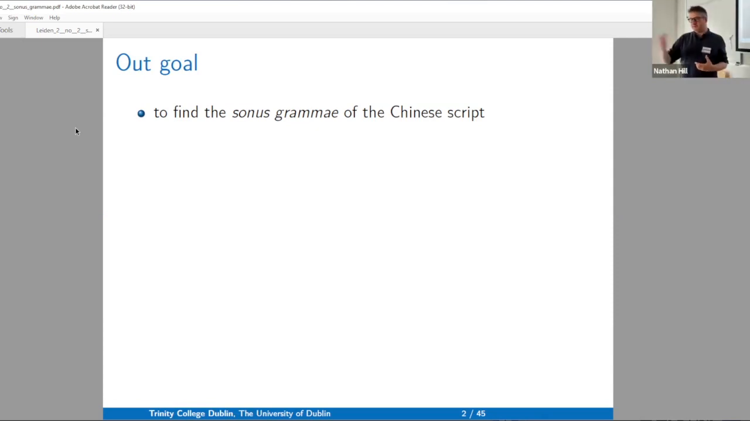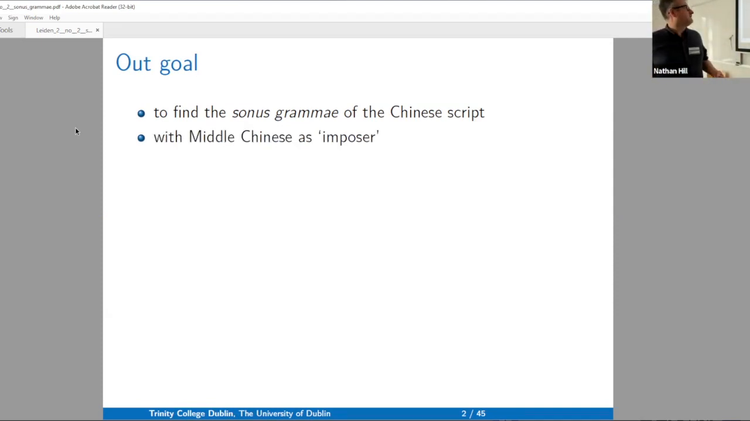And I gave this example yesterday of the spelling of the word English enough, that would be enough. So what is the kind of equivalent of that in Chinese? And we use Middle Chinese as the imposer. So I'm asking you at this point in the course to just take totally on faith Middle Chinese as if it were philologically recorded in Roman.